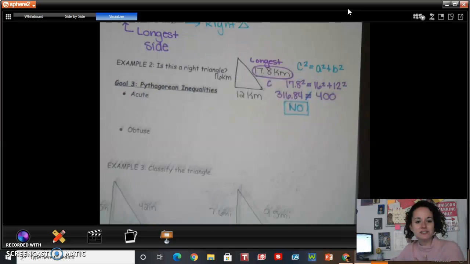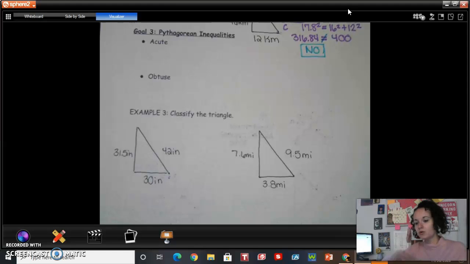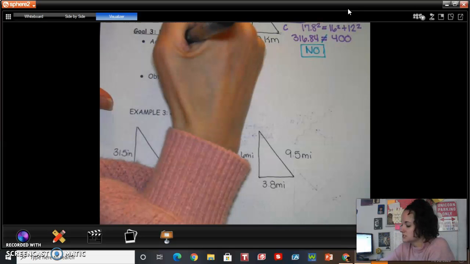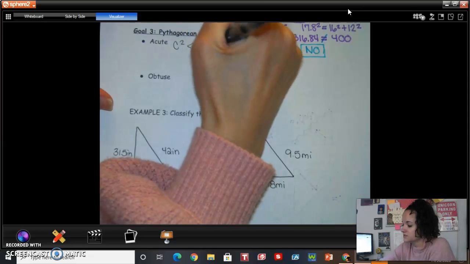Now, our last goal for today is Pythagorean inequalities. Remember, inequalities deal with greater than or less than signs, and that's what's going to come into play here. If we're talking about less than or greater than, here's the easiest way to remember it. Less than means small. What else means small? Acute. So it would be c squared is less than a squared plus b squared.